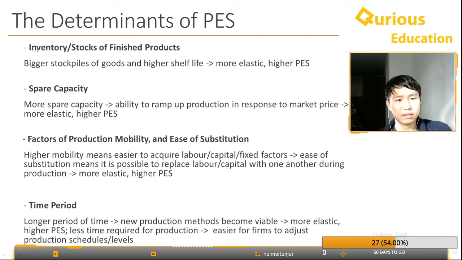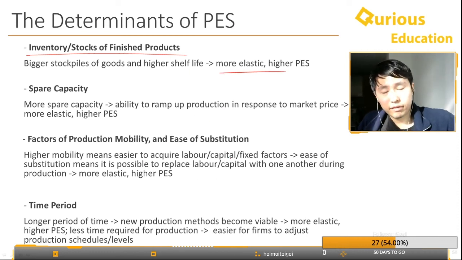So if we've got a large amount of inventory or a large amount of stock, that means that the supplier can just quickly open up their warehouses and sell more of their product into the market. This would mean that supply would be more elastic.